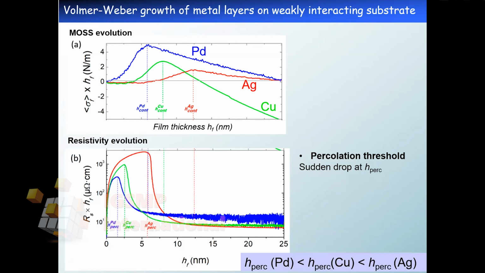So now I combine this stress evolution with the resistivity change. So for the same system here, the same color, you can notice that they have also the same electrical response as a function of deposition thickness. And from what I discussed before, it's possible to determine quite precisely here from this fast drop the percolation thickness. So this is the thickness at which the film becomes conductive.